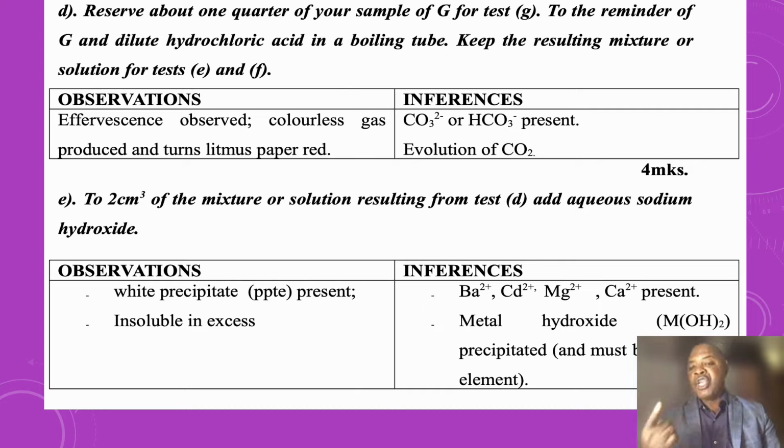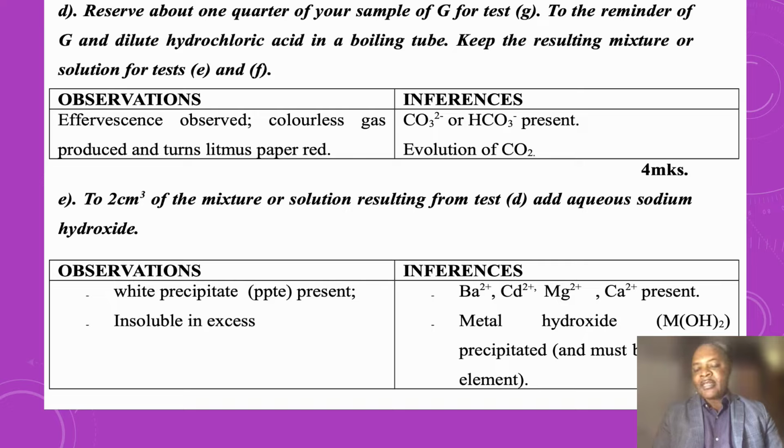I told you, you need to add in excess to determine the solubility, whether it dissolves or not. So I added in excess, and what happened? Insoluble in excess. So on my inference section, for the metals present that resulted in precipitate, there were many metals there. We have barium, cadmium, magnesium, and calcium ions that are present.